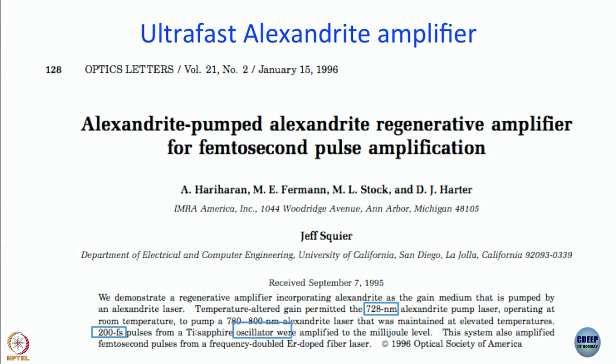Now, that being said, let us not go home with the impression that you cannot make ultrafast amplifiers with alexandrite. In fact, you can, and as early as 1996, there have been reports. Once again, you see Square's name here. Square has done a lot of work in this direction. So there what they did is, 200 femtosecond pulses from a Ti:sapphire oscillator were amplified to millijoule level.